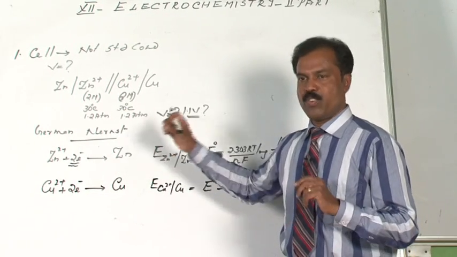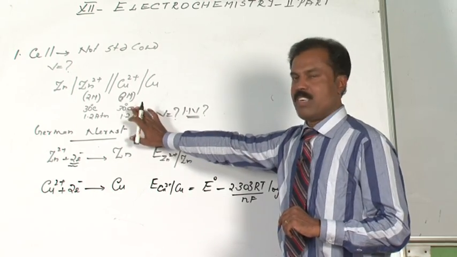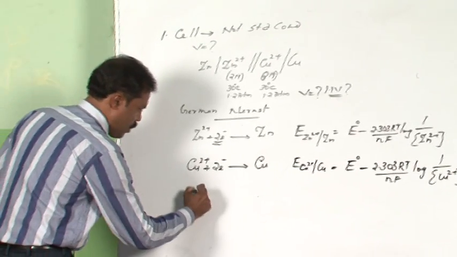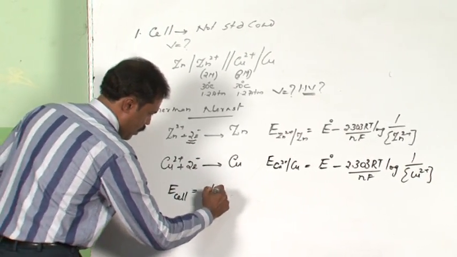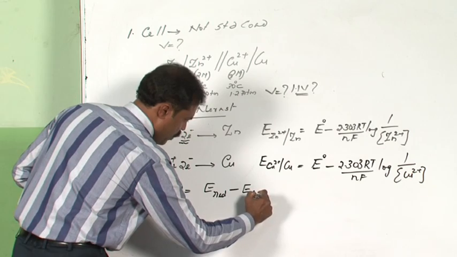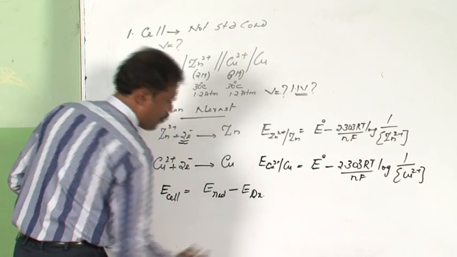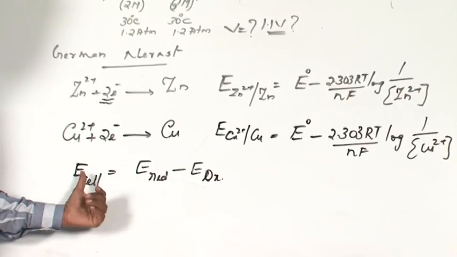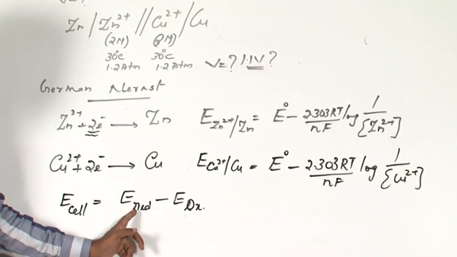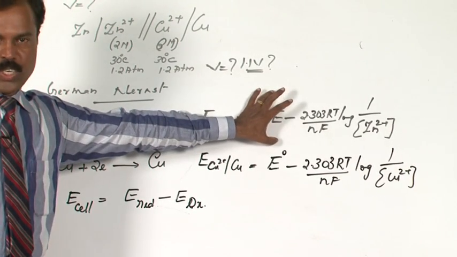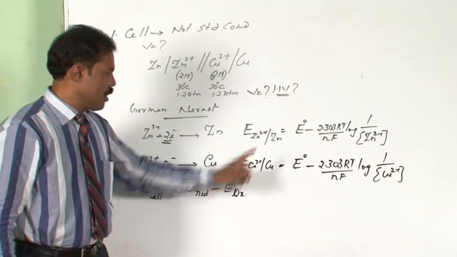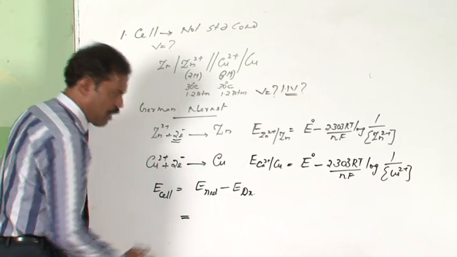As we already understood, EMF of any cell is EMF of right minus EMF of left. Therefore, we write EMF of this cell would be EMF of the right, which is the reduction part, minus EMF of left, which is the oxidation half. Note that this is not the EMF of a cell under standard conditions. So we are going to substitute the EMF of reduction and the EMF of oxidation, given by the Nernst equation. So let's substitute the values here.